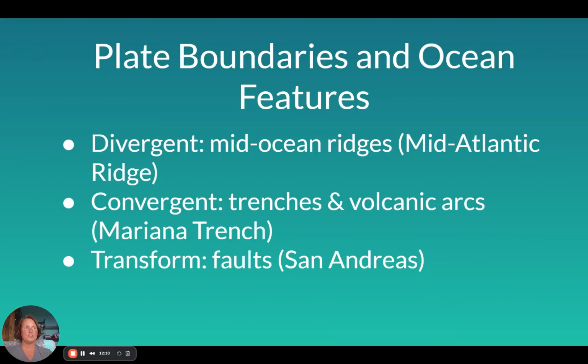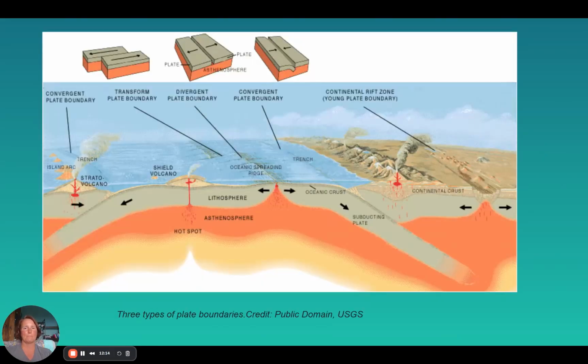And again, Hawaii is interesting because it's not on a boundary. It's above a hotspot. So here is a different image of these plates moving and the boundaries. So transform boundary, when plates slide past each other. Divergent boundary, when two plates pull apart. And convergent boundary, when they push together.